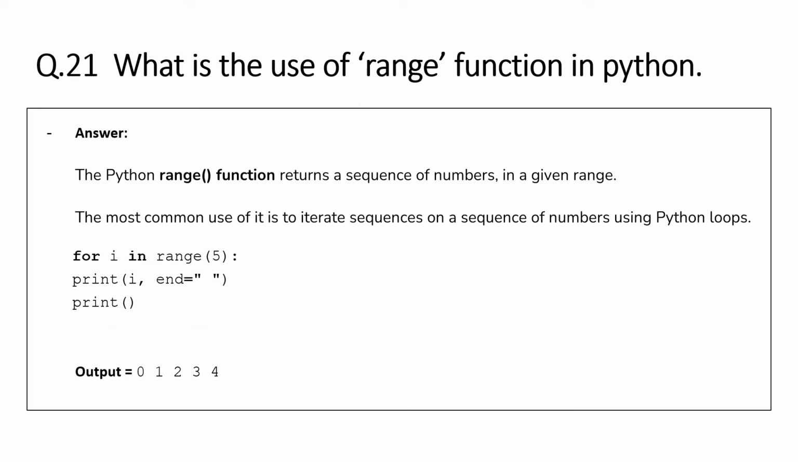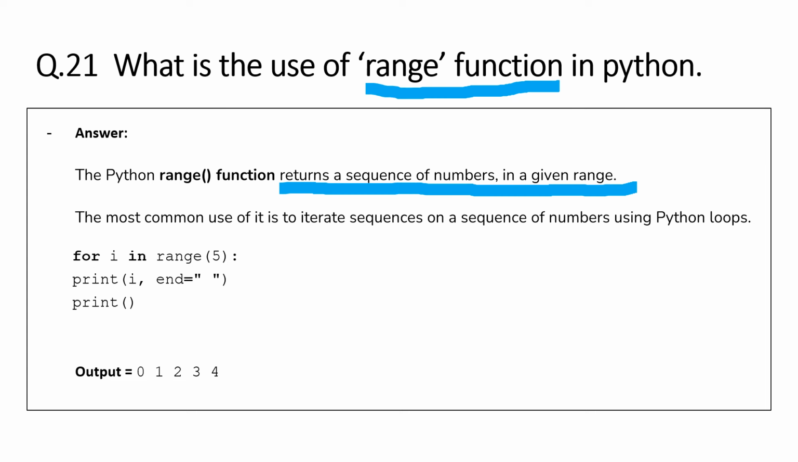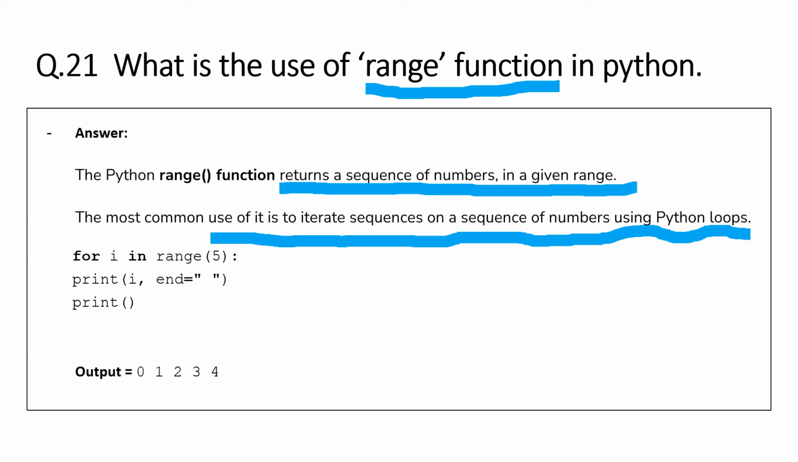Now question number 21. What is the use of the range function in Python? The range function returns a sequence of numbers in a given range. It will return a sequence of numbers in a given range. The most common use of it is to iterate over a sequence of numbers using Python loops.